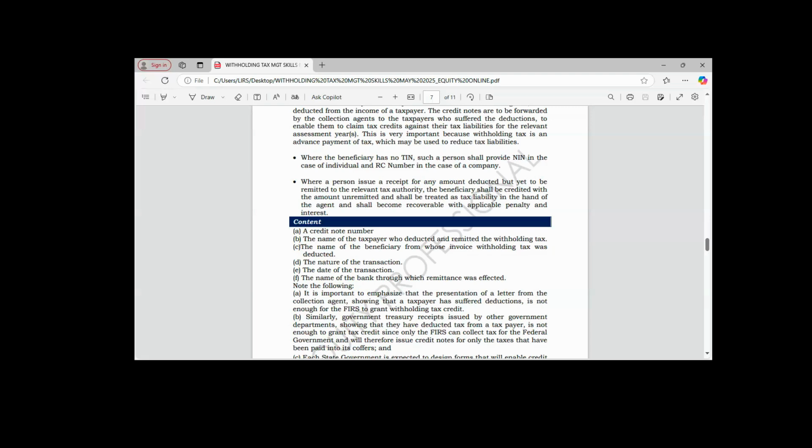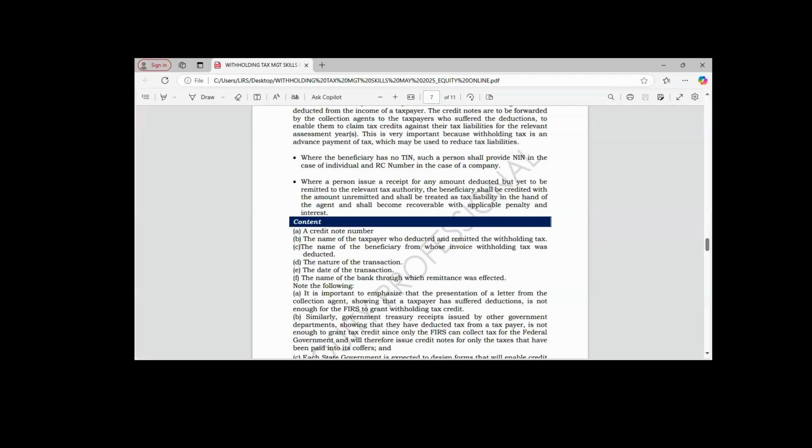TIN number is related to company. In the case of individual, you are going to use NIN, national identity number, while in the case of company, you are going to use their RC number as the number that you are going to use to quote the transaction. And don't forget, I mentioned it earlier, where you are dealing with a supplier that does not have a TIN number or payer ID, you are going to charge twice the rate stated in the tax law.